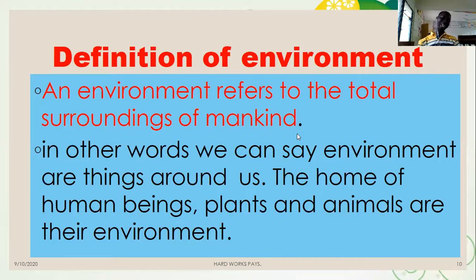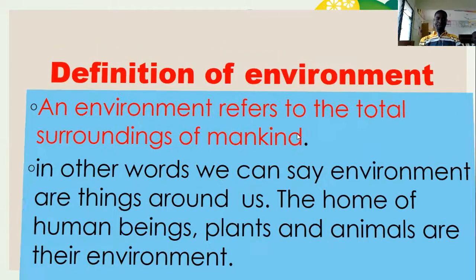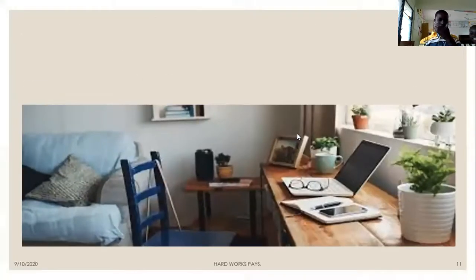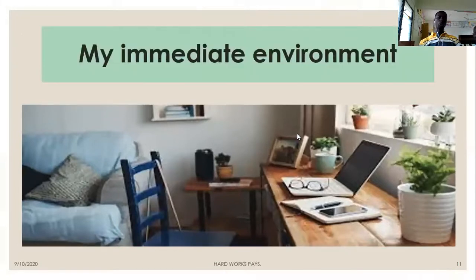Now let's continue. In other words, we can say environment are things around us. The home of human beings, plants, and animals are their what? Environment. So where your dog, where your cat sleeps is their what? Environment. Or where they live is their what? The environment. So animals have their own what? Environment. We human beings, we have our own what? Environment. So here is my classroom what? Environment. As you can all see, this is my classroom environment. Very good.